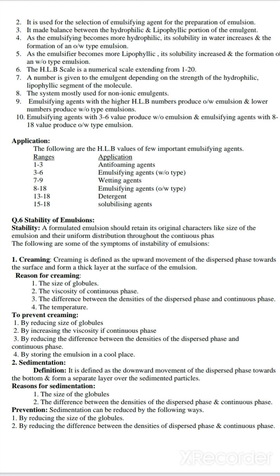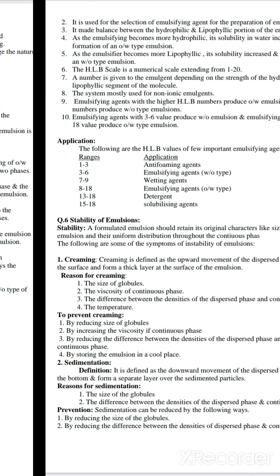Sedimentation means the downward movement of the dispersed phase toward the bottom, forming a separate layer. The reason for sedimentation is the size of the globules. The size of the globules is the main reason for creaming and sedimentation. How can we prevent it? By reducing the size of the globules. Simple.